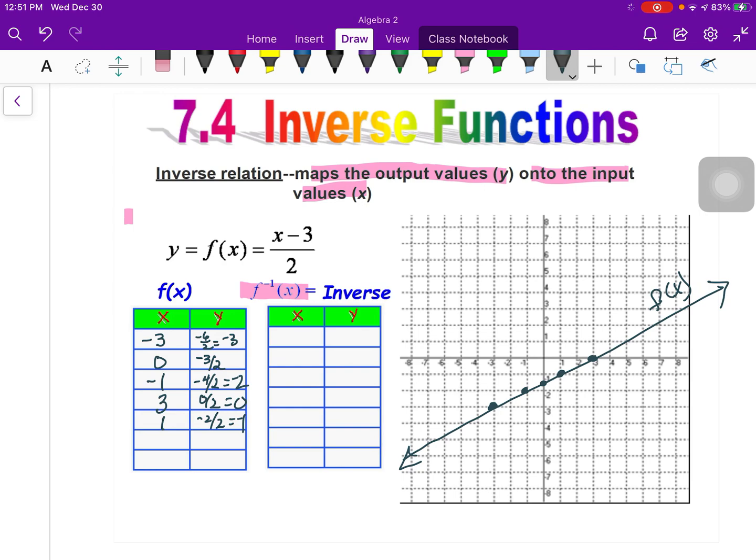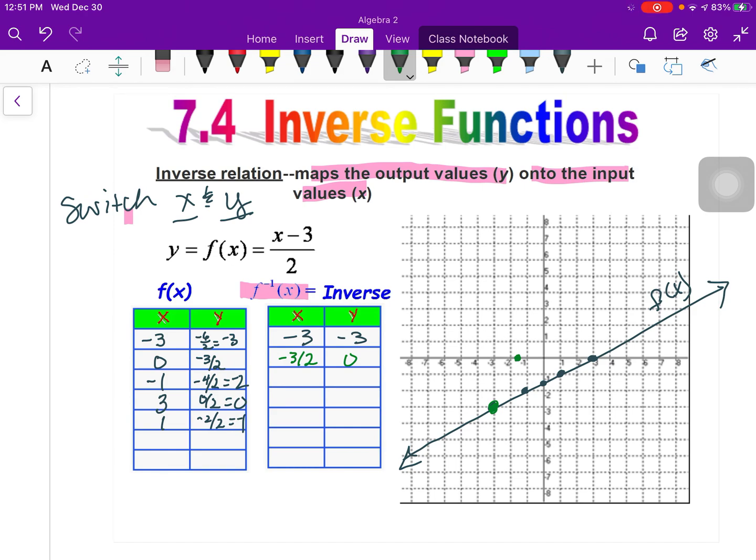Now if I'm going to do the inverse, it simply means I have to switch my x's and y's. So this was negative 3 for x, negative 3 for y. So when I switch those, I still get negative 3, negative 3. I'm going to do this one in green. 0, negative 3 halves would be negative 3 halves, 0. So negative 1 1/2, 0.